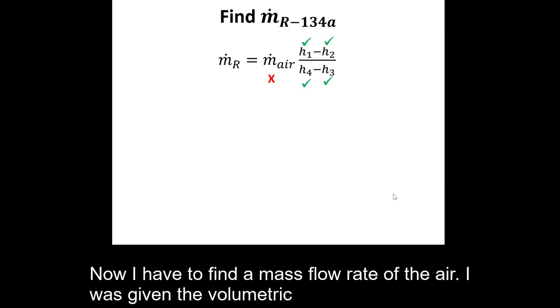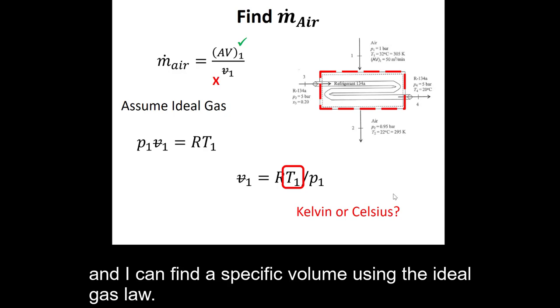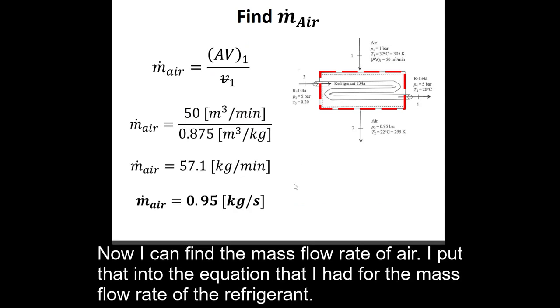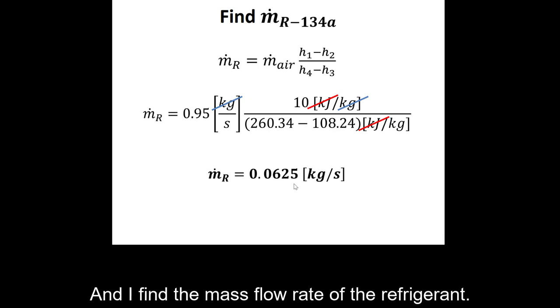Now I have to find the mass flow rate of the air. I was given the volumetric flow rate, and I can find the specific volume using the ideal gas law. Now I can find the mass flow rate of air. I put that into the equation that I had for the mass flow rate of the refrigerant, and I find the mass flow rate of the refrigerant.